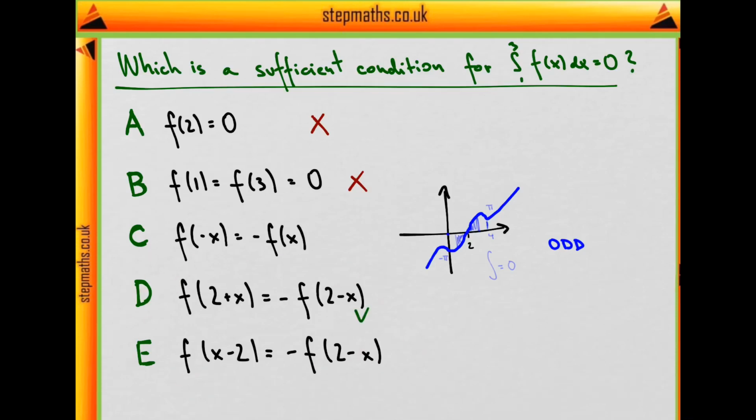It is in fact option D, which quite literally tells us that at distance x to the right of 2, the value is the negative of the value at distance x to the left of 2. So that's exactly what we described before. And hence, without knowing anything else about the function other than that it exists and that it's kind of odd around the point 2, we can still say that the integral from 1 to 3 will be 0. So D is our final answer to this question.